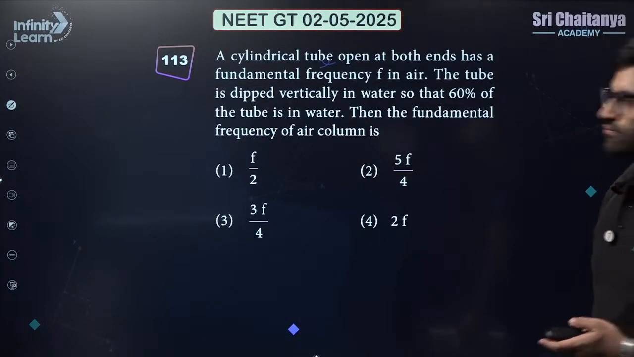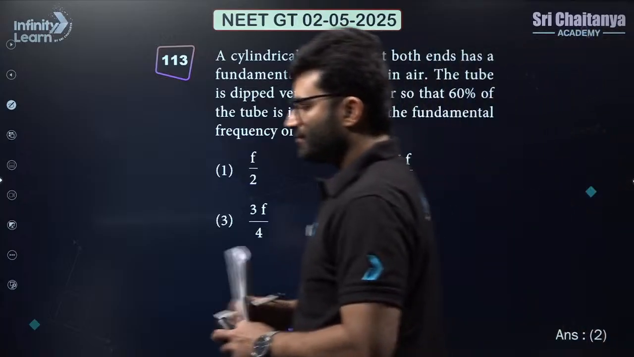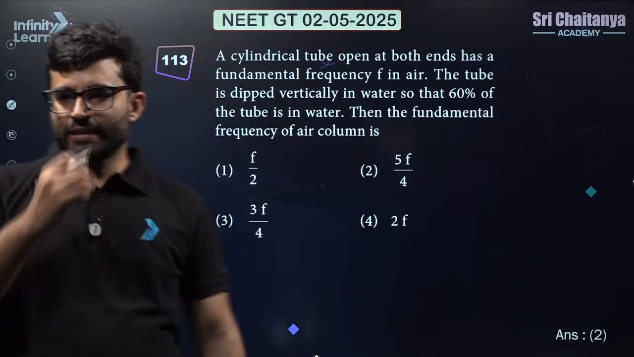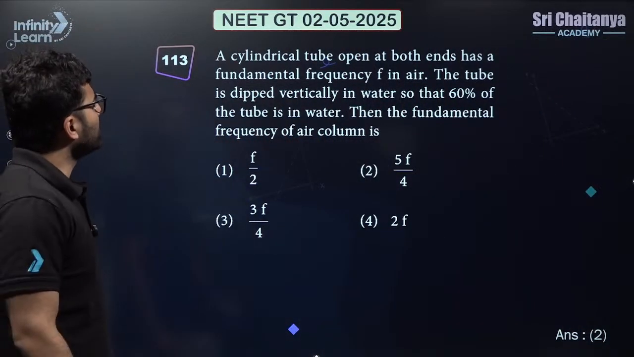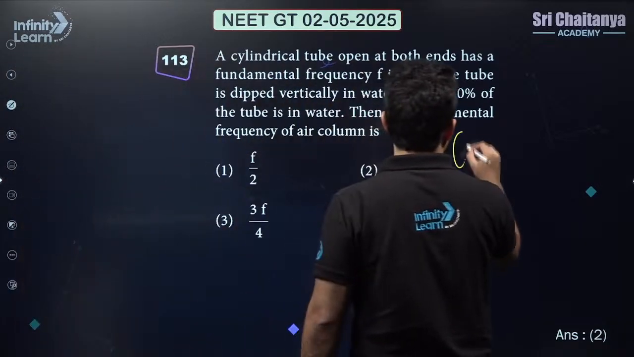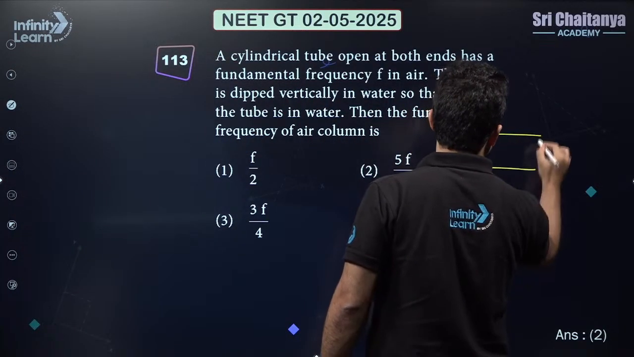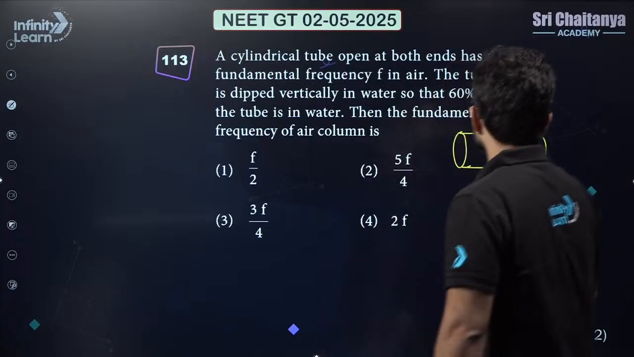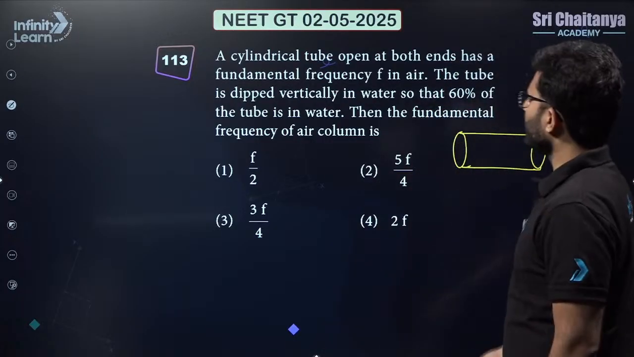Let's go to the 113th question. So what is the next question? The next question is a cylindrical tube open at both ends. So we have a cylindrical tube. Let's make a cylindrical tube which is open at both the ends.